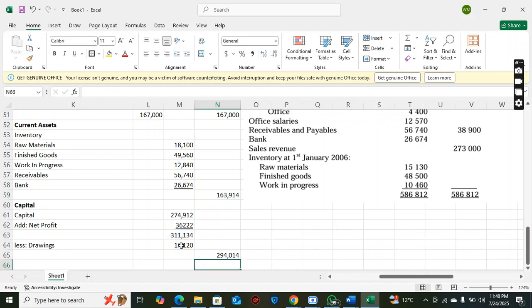Okay, so this is our ending capital. This is the capital at the end of the year. Any questions?